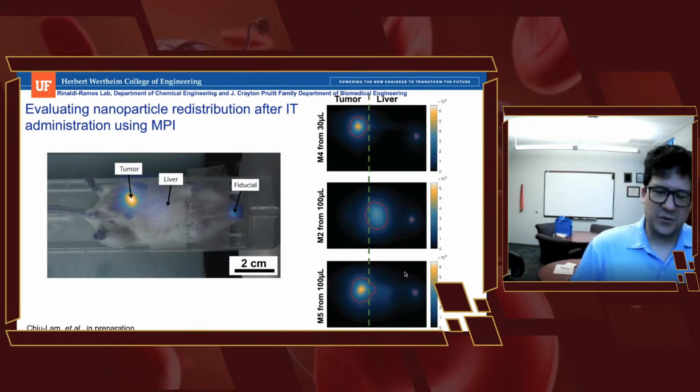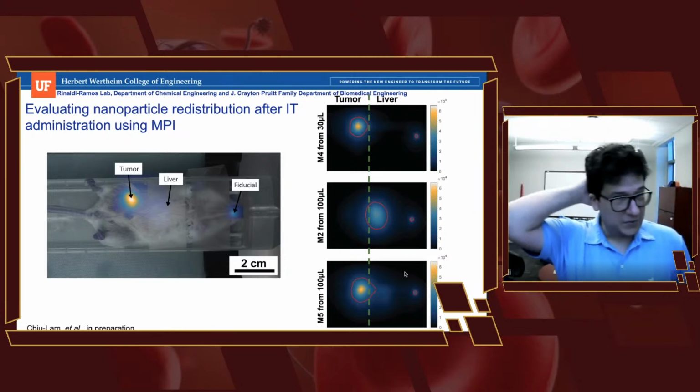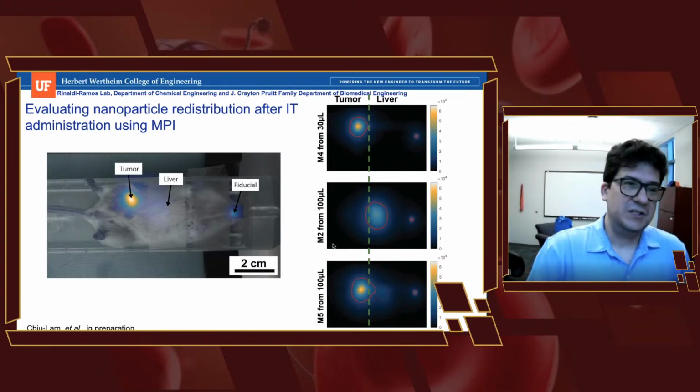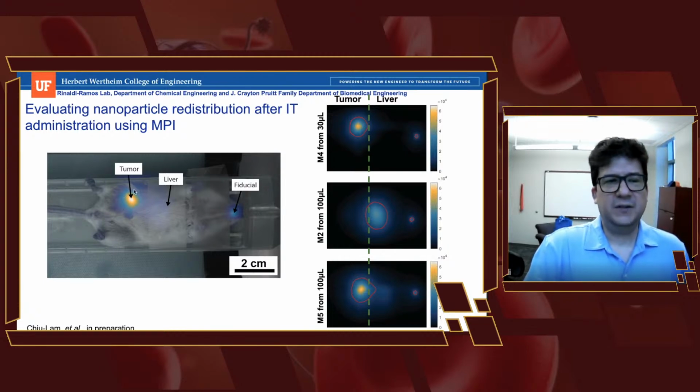And when we first got the MPI, we were doing a hyperthermia study, and my students got curious and they started to go in and take some images. And this is one of our earliest observations when we installed our Momentum. And that is that we would take these mice and they would be bearing orthotopic mammary fat pad tumors. We would inject particles in the tumor.